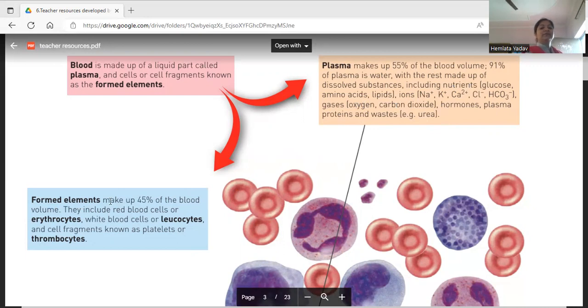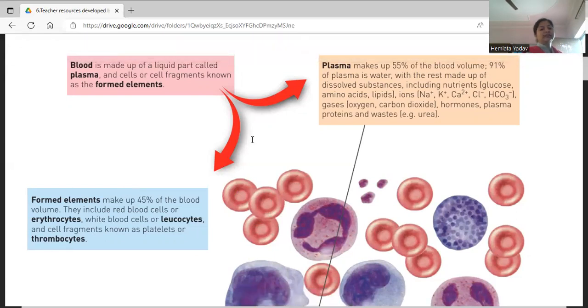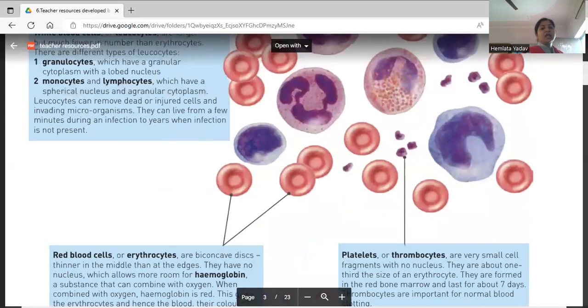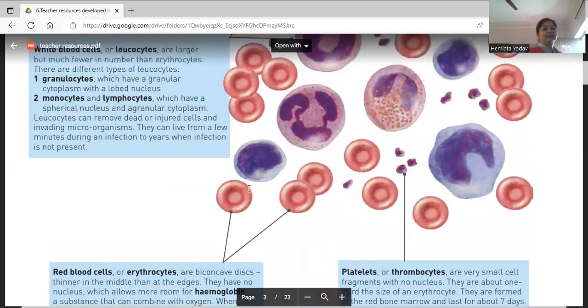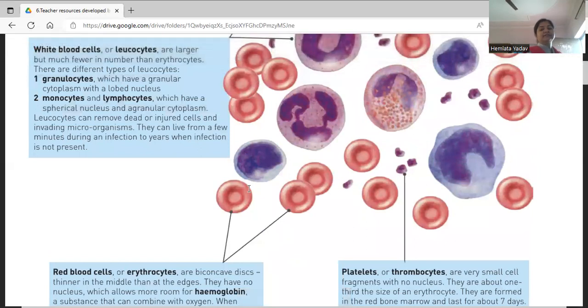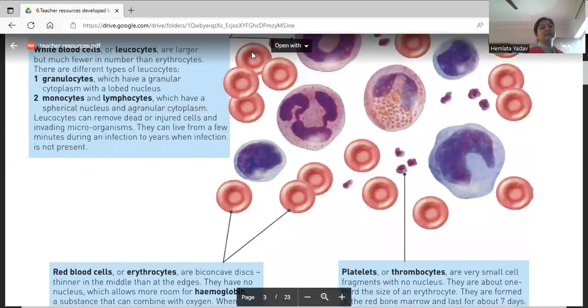Formed elements make up 45% of the blood volume. They include red blood cells or erythrocytes, white blood cells or leukocytes, and fragments known as thrombocytes, which are platelets. Now, the white blood cells are of two different types: granulocytes and agranulocytes. You can see it's written here. Granulocytes have cytoplasmic granules in them.